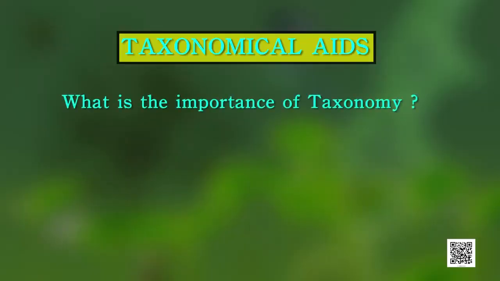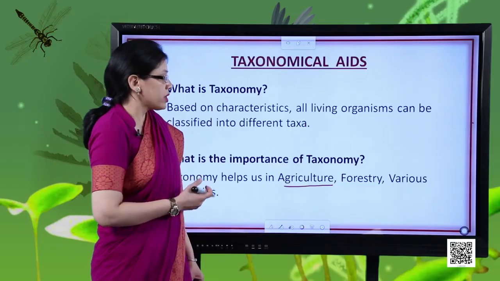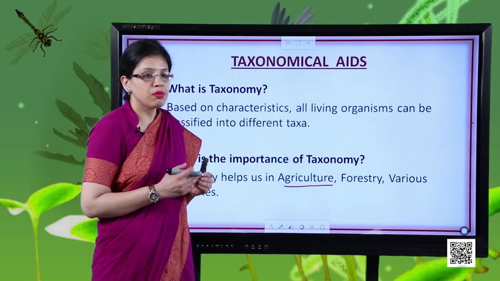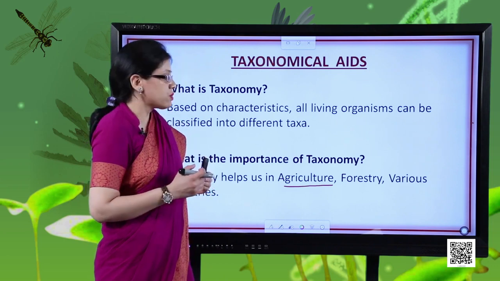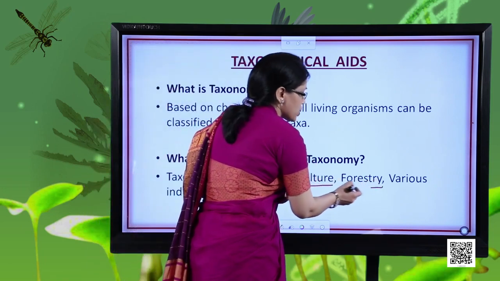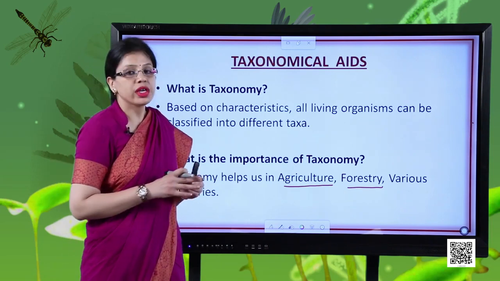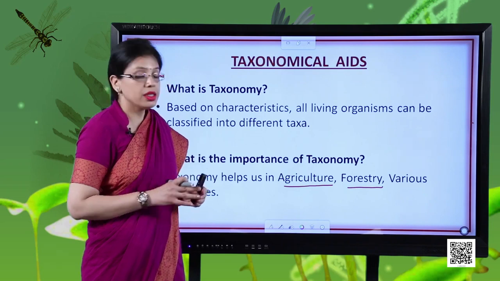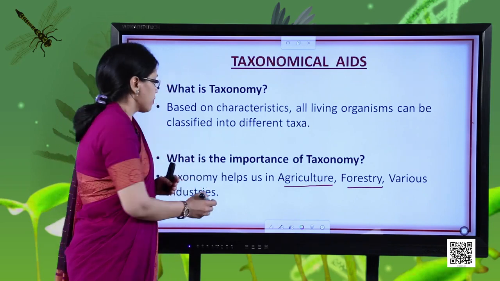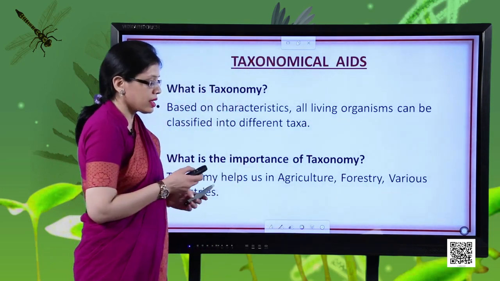Now we have to discuss why we are studying about taxonomy so much, what is the importance of taxonomy. Taxonomy is really important to us because it helps us in the field of agriculture also. With the help of taxonomy, we will be able to study the plant and the pest relationship, and this will help us in managing the pest population in a better manner. Similarly, it is also helping us in forestry. How is it helping us in forestry? With the help of taxonomy, we will be able to identify the plants which are well suited for a given area. Then this also helps us in various industry. So that is why taxonomy is very important to us and we are studying it.